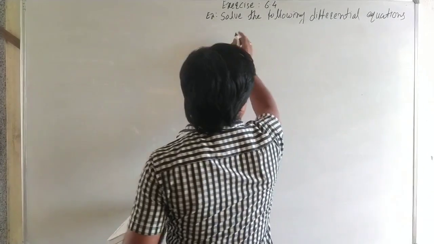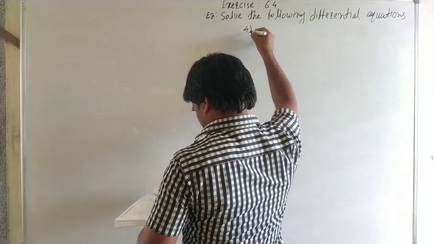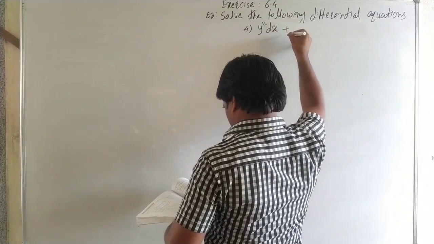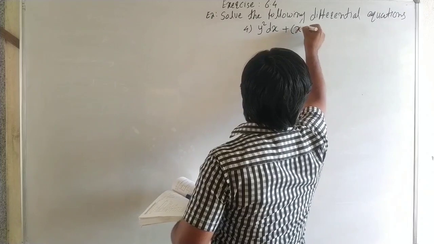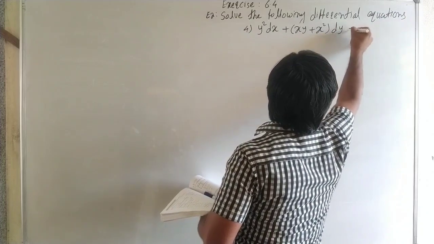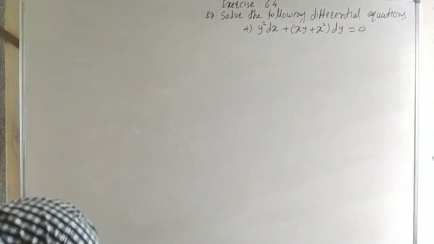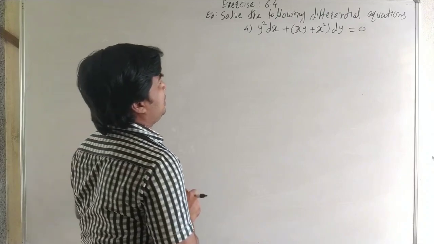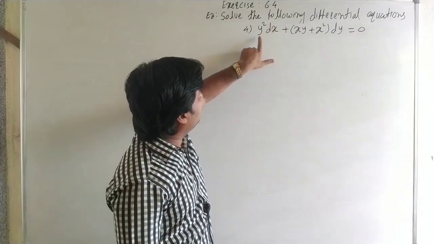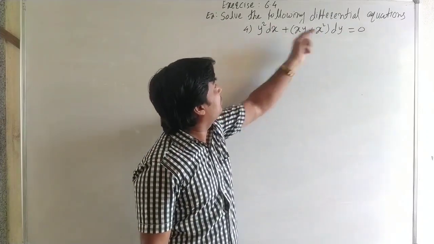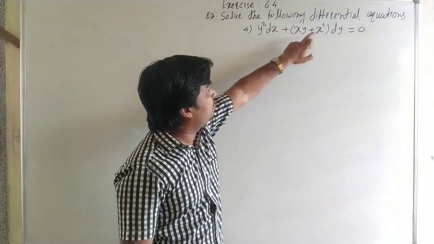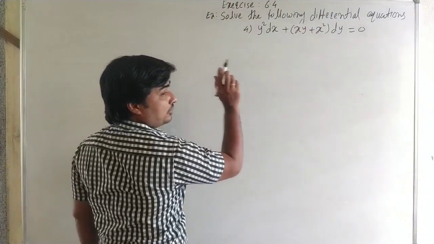Now the next example, example number 4. y square dx plus xy plus x square dy is equal to 0. Now we find the solution of this differential equation. Clearly this differential equation is in the form of the homogeneous differential equation. It is y square, xy, and it is x square. There are three terms, and the degree of all terms is same. Here it is degree 2, degree 2 and degree 2. Okay. Here it is a homogeneous differential equation.